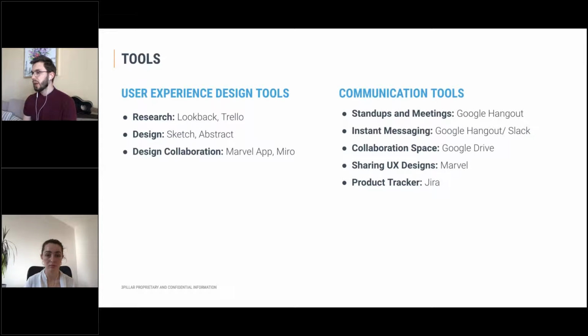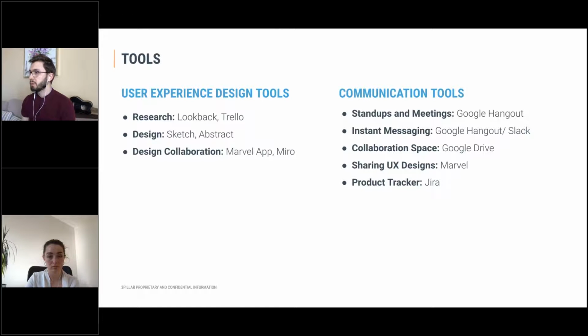For the communication, as a standard, 3PG uses Google services. So we use Google Hangouts and sometimes Slack if needed. And usually Google Drive works really well for us because we have a lot of documents we need to fill in. And the testing also is done based on Marvel prototypes. So that's also a really good tool for us to comment and keep track of updates. So that's pretty much it when it comes to short-term engagements.